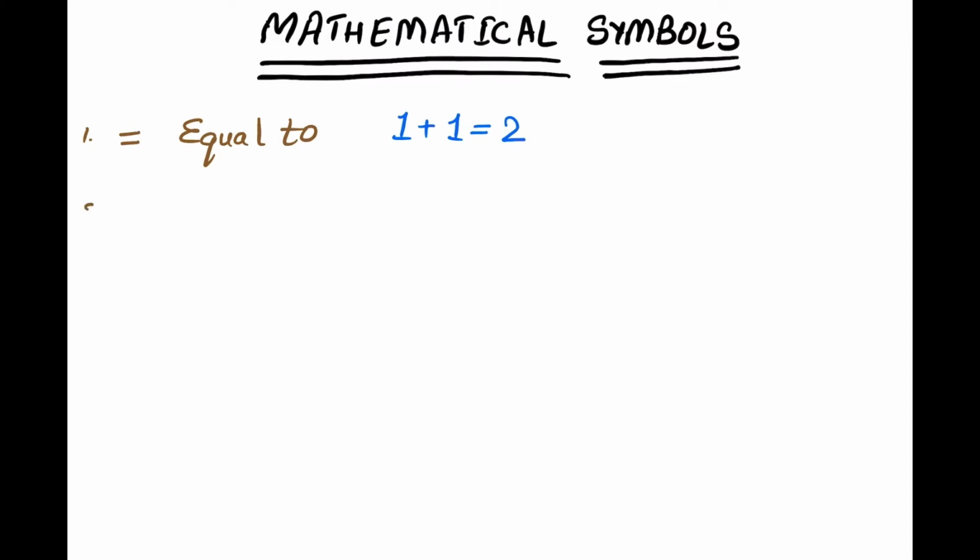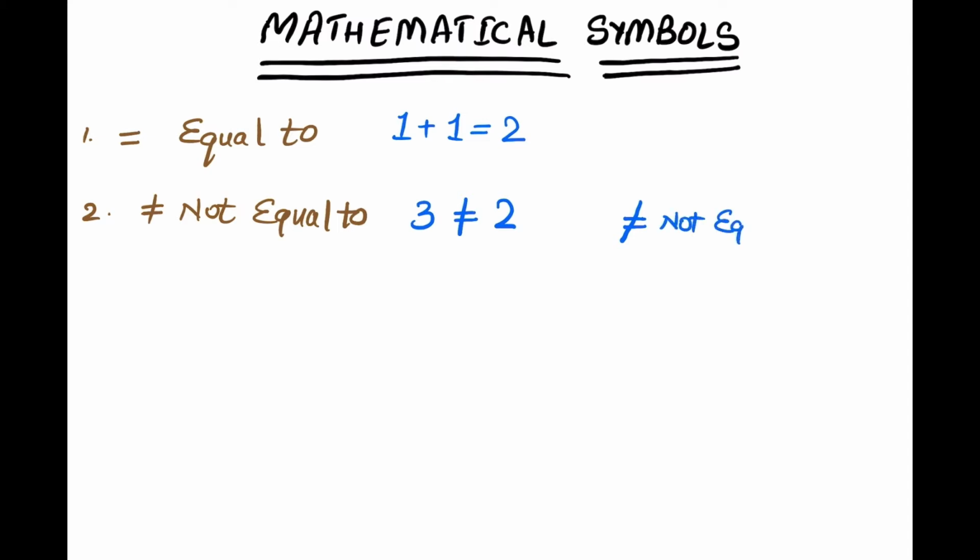Now the second symbol is not equal to. For example, 3 is not equal to 2. How will you draw the symbol? You will make an equal to symbol first and then you will put a diagonal line on top to illustrate this is a not equal to sign.